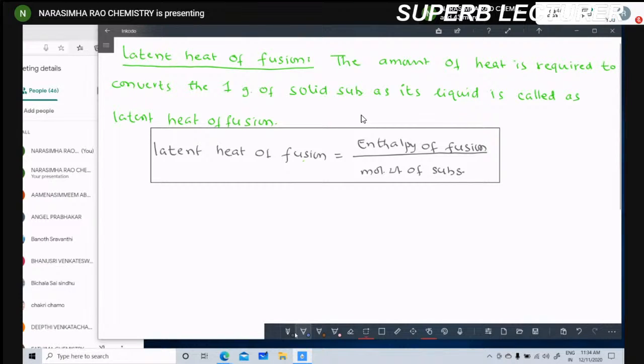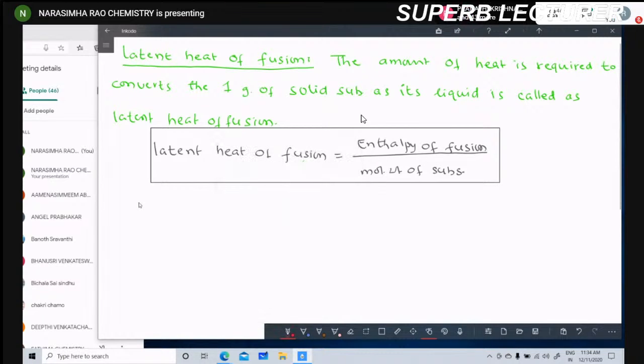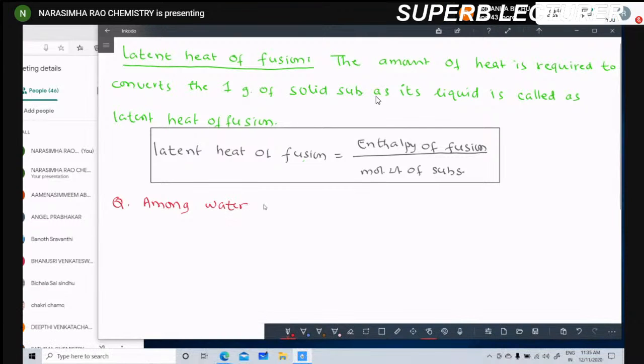Okay. Thank you. Now let me discuss about this one. Now my question, children. NCERT example. My question. Among water and acetone, which has greater latent heat of vaporization?